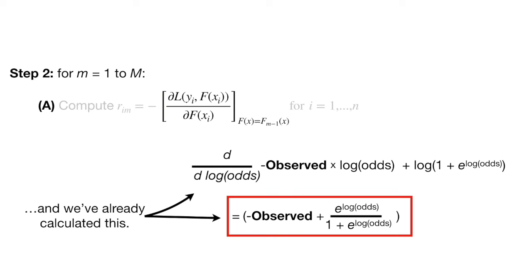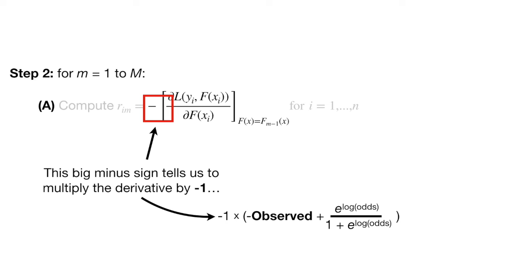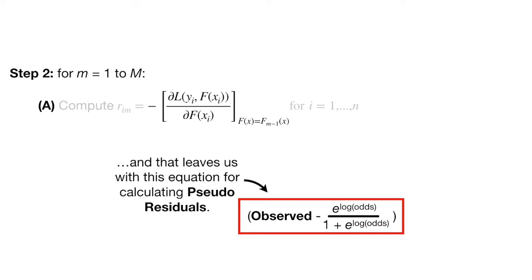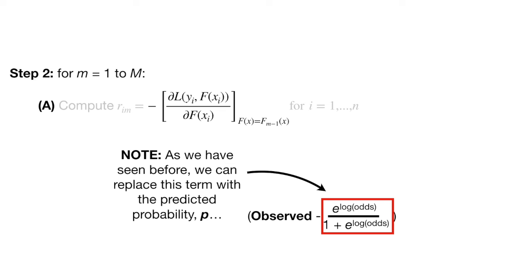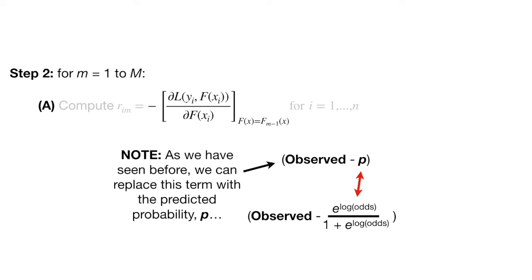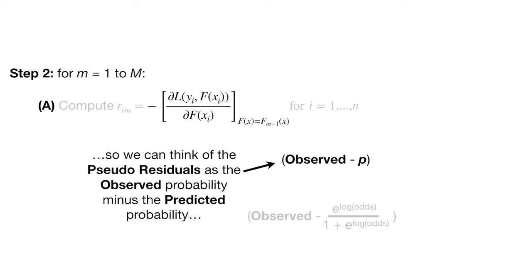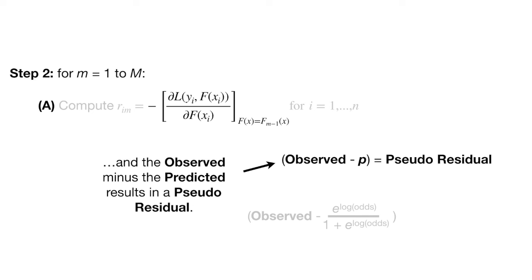And we've already calculated this. This big minus sign tells us to multiply the derivative by -1. And that leaves us with this equation for calculating pseudo residuals. Note, as we have seen before, we can replace this term with the predicted probability, p. So we can think of the pseudo residuals as the observed probability minus the predicted probability. And the observed minus the predicted results in a pseudo residual.